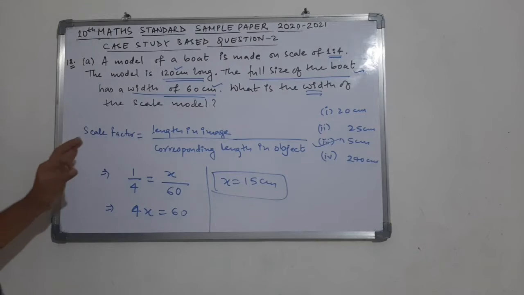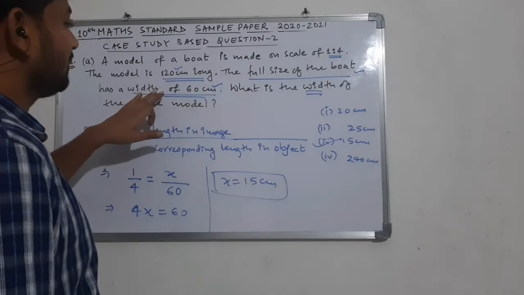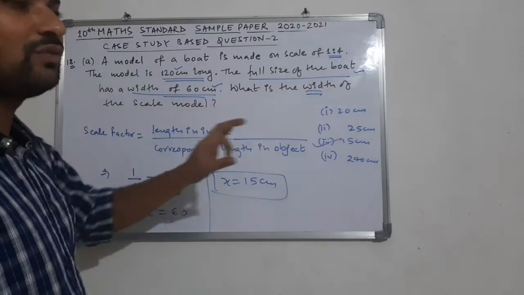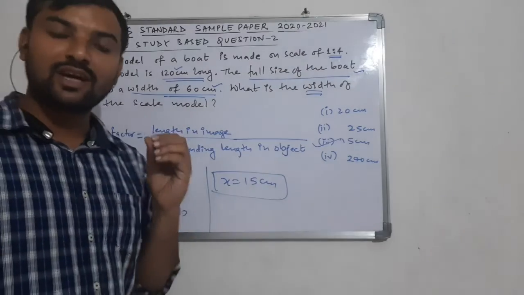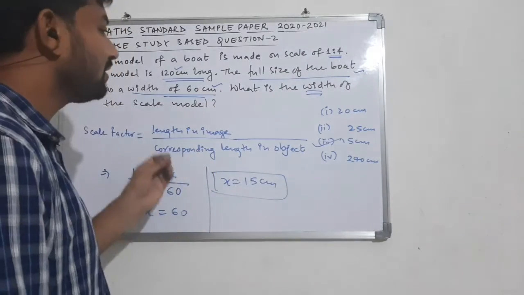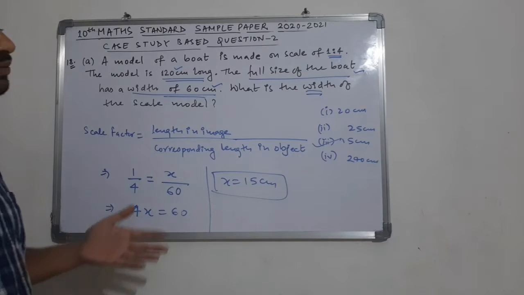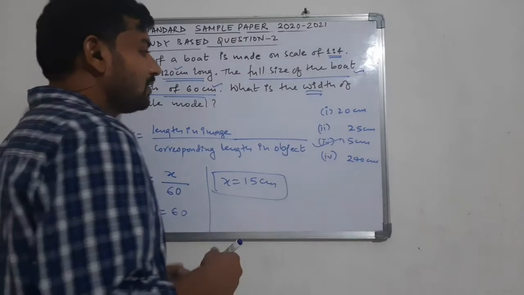While solving this kind of question, because the length is also given and the width is also given and you have to find the width. So we have to consider the dimension which is given as width and find out the required thing here, which is coming out to be 15 centimeters here.